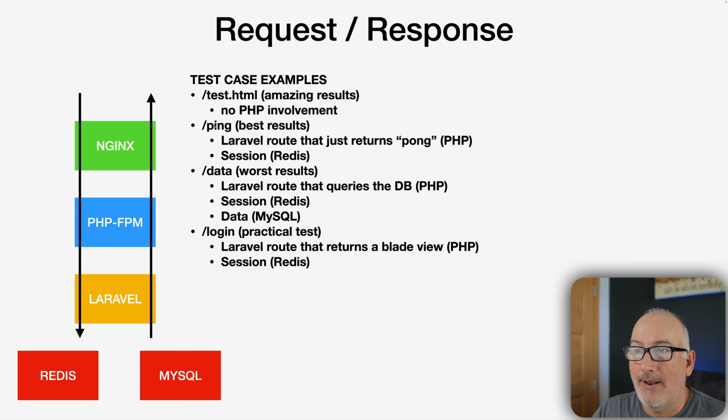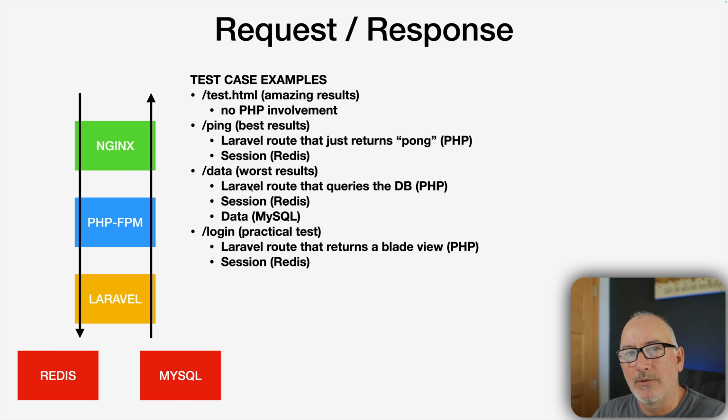We could also have a ping test where maybe we have a special route in Laravel that just returns the text Pong. So it doesn't really get into the Blade view at all. Depending on how you set up that ping route, it may still start up a session. So it could incorporate some Redis cache in there, but we're still going to get pretty quick results because it's not really doing much besides returning that text response of Pong.